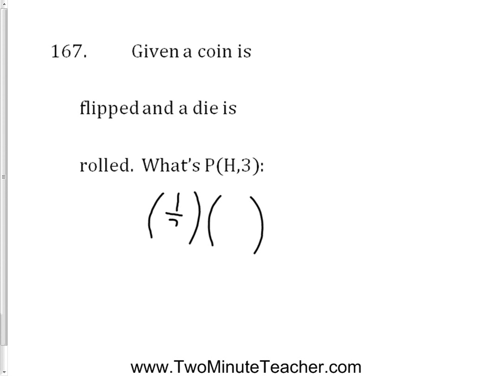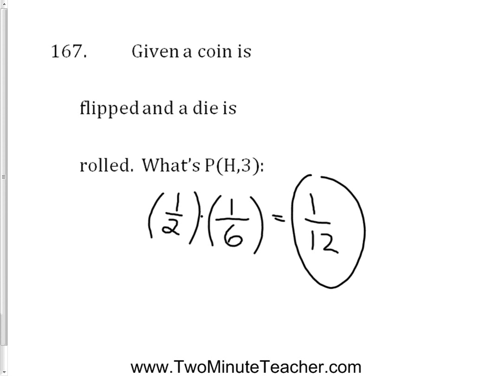So what's the probability of a heads? Well, that's simple, 1 in 2. And the probability of getting a 3? Well, there's only one of those out of 6 things possible. Okay? And so I'm going to multiply those together, and I will get 1 times 1 is 1, over 2 times 6 is 12. And so I have a 1 in 12 chance of getting a heads and then a 3. All right, so that's my probability.